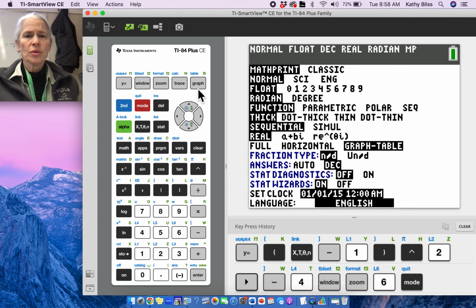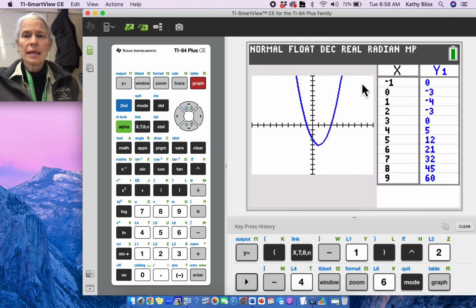Okay, so we'll go back to graph, and you can see here from the table, given certain x values, it tells you what your y values are. So I know that at -1, my y value is 0. That's right here, which means it's an x-intercept. My other x-intercept is here at 3, 0. And 0, -3: if x is 0, y is -3, that's my y-intercept.